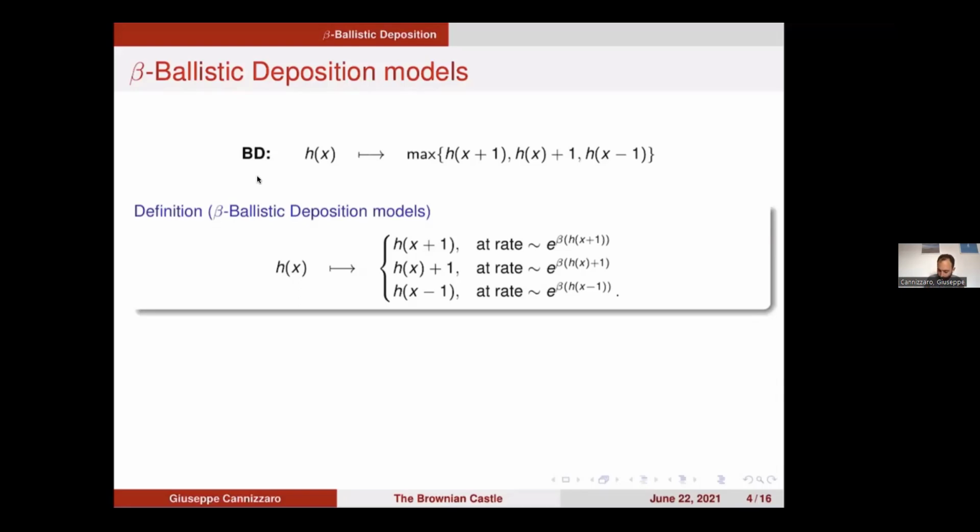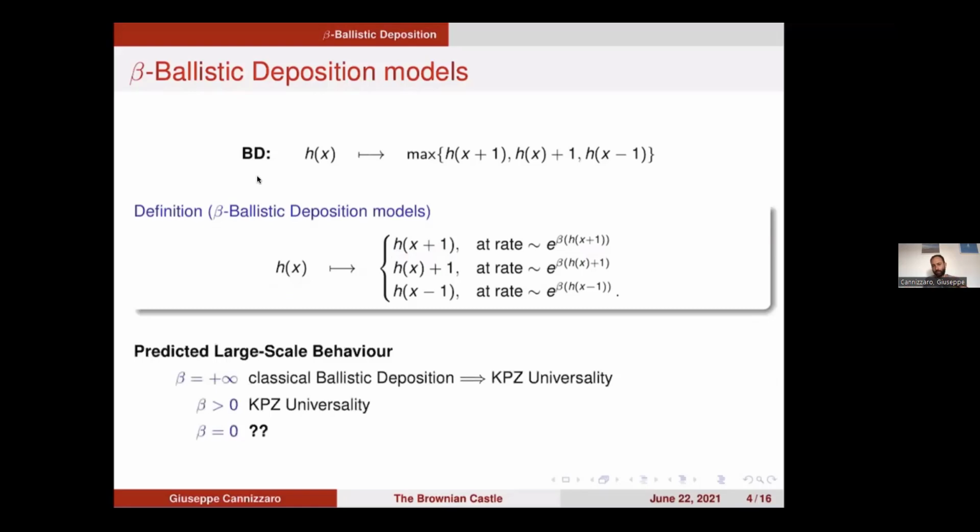So if h at x plus 1 is the maximum among the three, then the rate at which my height function is going to take this value is higher than in the other cases. So my height function is more likely to take the value to the right. And so what do we expect in the limit? Well, if I simply take, brutally, beta equal to plus infinity, then this reduces to the classical ballistic deposition. And so according to the conjectures which are lying around, this should belong to the KPZ universality class.